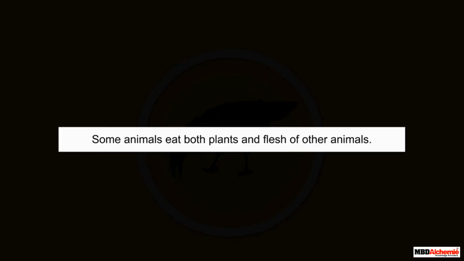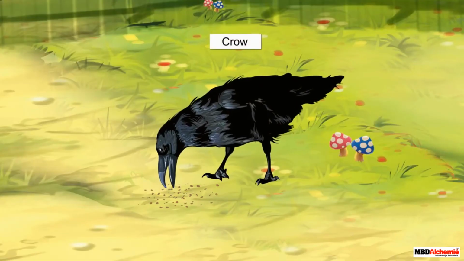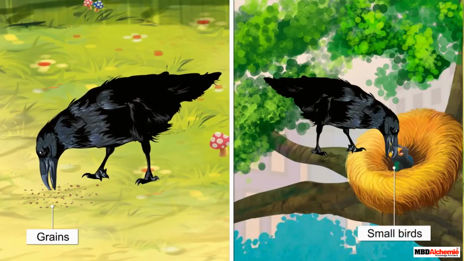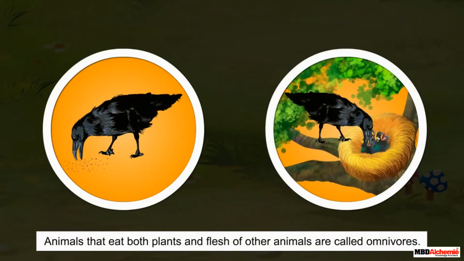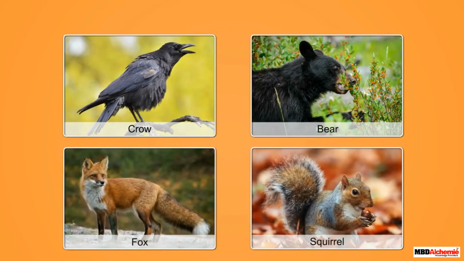Now there are some animals that eat both plants and flesh of other animals. For example, a crow eats grains. At times, it also eats the small birds or young ones. Animals that eat both plants and flesh of other animals are called omnivores. Like a crow, a bear, a fox, and a squirrel are also omnivores.